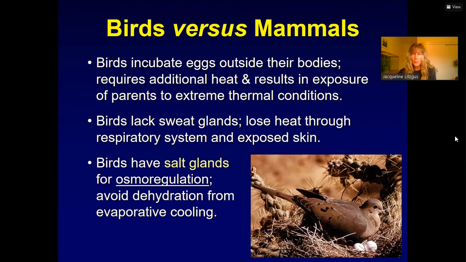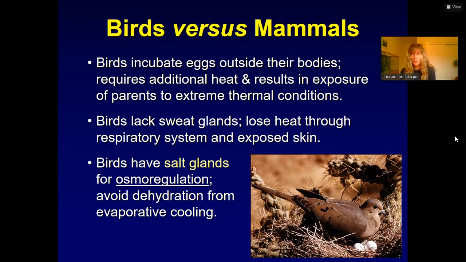Another aspect is that birds don't have sweat glands, right? Unlike mammals, which can sweat to dissipate some heat, birds lose heat through their respiratory system and through exposed skin, like on their legs, for example. And the other thing is that birds have salt glands, and these are important for osmoregulation, helping to avoid dehydration from evaporative cooling, right? So they might want to cool off using evaporative cooling, but they also have salt glands that help to maintain osmoregulation. So like all vertebrate animals, birds have to maintain that internal homeostasis, right? In terms of their salt and their water content.